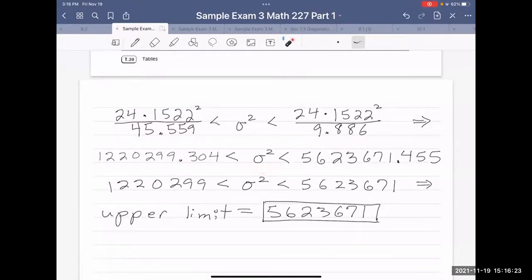So if you do that, you get sigma squared is between 1,220,299.304 and 5,623,671.455. Let's round this to the nearest whole number. And so if you do that, you get 1,220,299 to 5,623,671. So the upper limit is going to be 5,623,671.